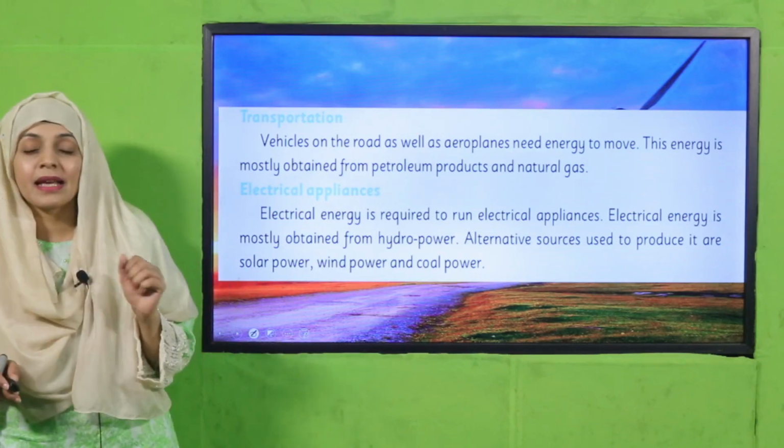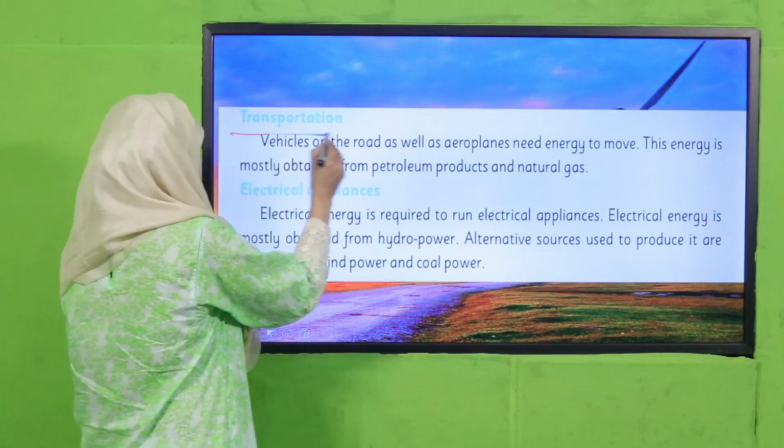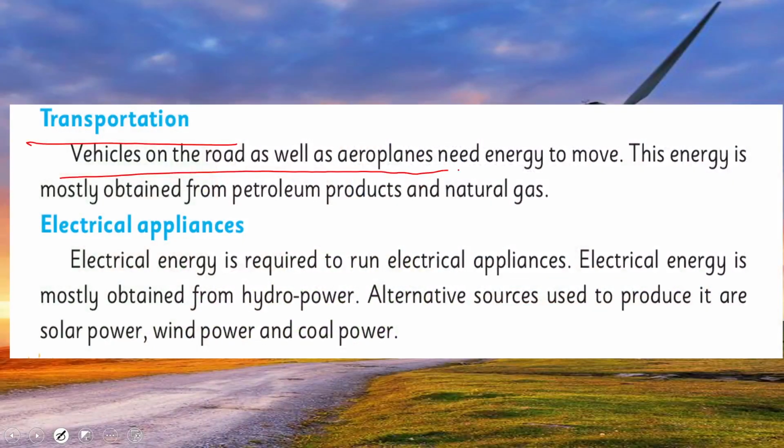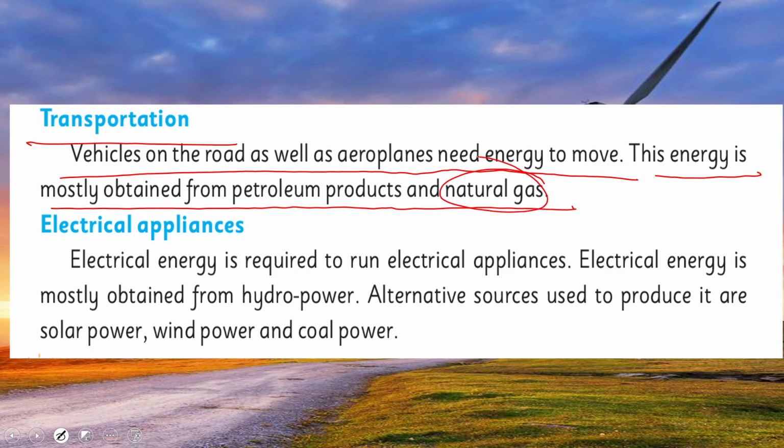So my dear students, next is transportation. Vehicles on the road as well as aeroplanes need energy to move. This energy is mostly obtained from petroleum products and natural gas. So my dear students, to travel from one place to another, you need transportation. And to move that transportation, energy is required. And where does that energy come from? It comes mainly from petroleum and natural gas.